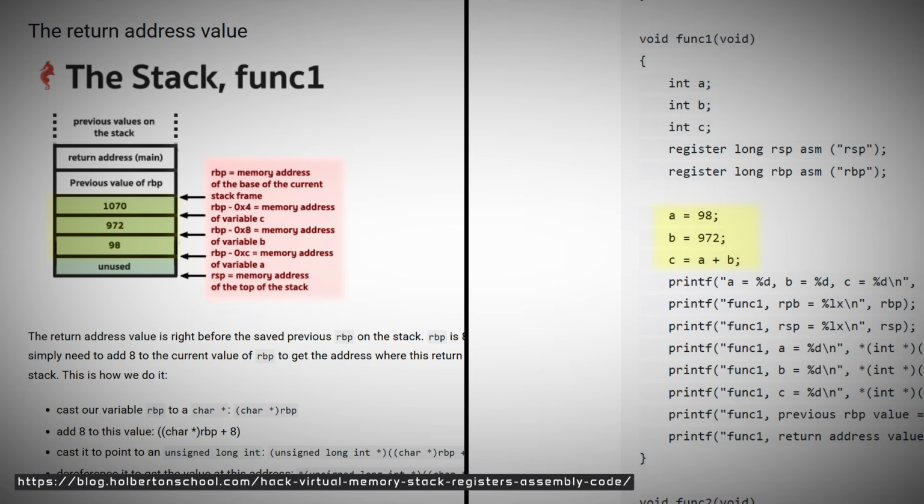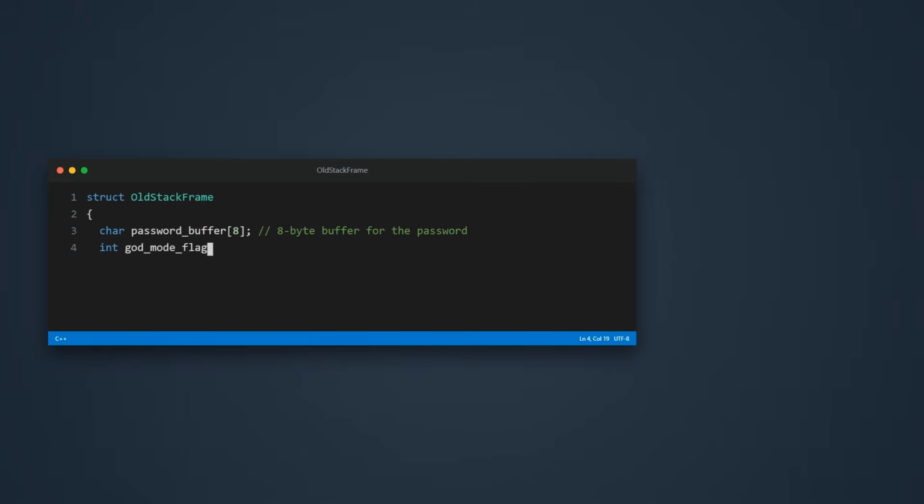And now, consider how our data is laid out. In our code, we declared an 8-byte character array password buffer, followed immediately by a 4-byte integer God mode flag. You might think older systems from the early 90s just packed variables tightly together with no padding because memory was limited. But that's not true. Even early compilers automatically inserted invisible padding bytes between variables to align them properly and prevent severe CPU performance penalties.